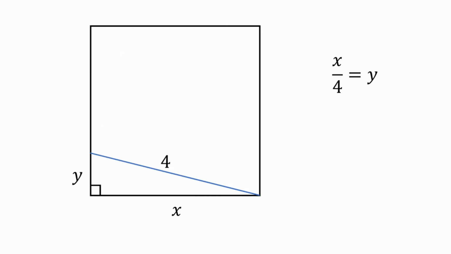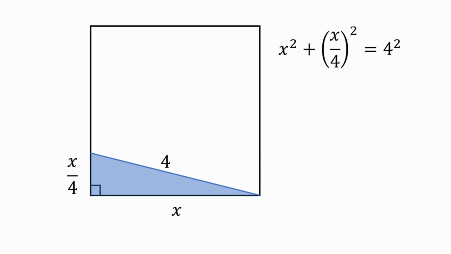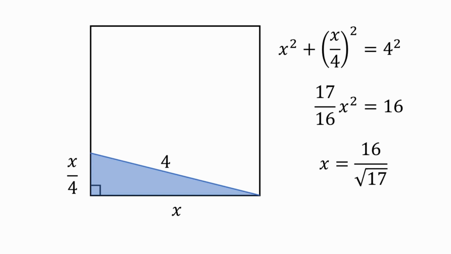We'll substitute that into our diagram here. We can now solve for x because we have a right triangle and we're going to use the distance formula. x squared plus (x/4) squared equals 4 squared, so 17x squared/16 equals 16. Solving for x, we have a value that x equals 16/√17. That's the answer. It's a fun little geometry problem, and I hope you enjoyed it, too.